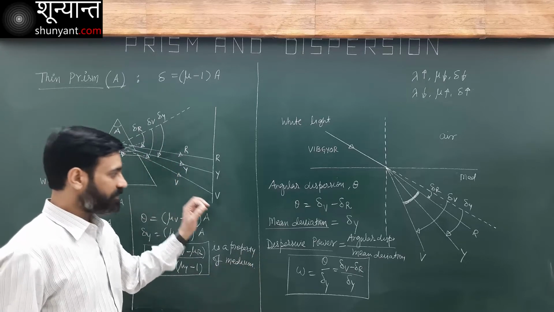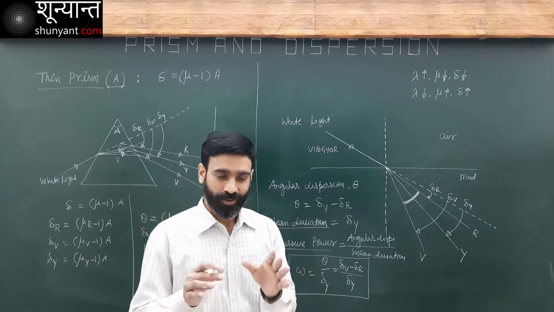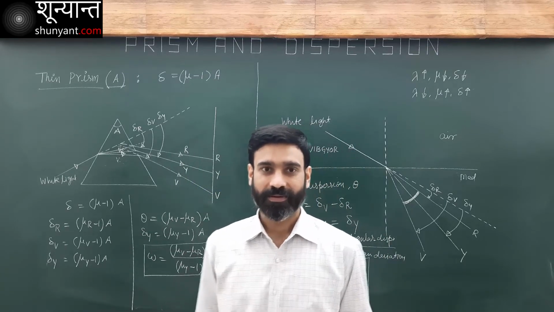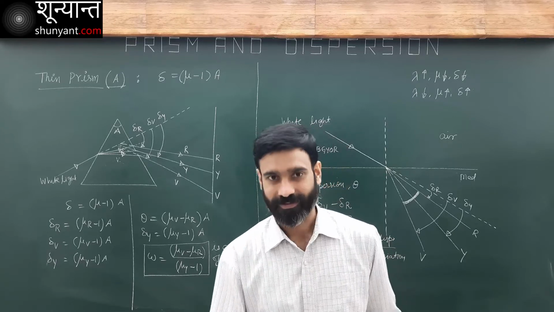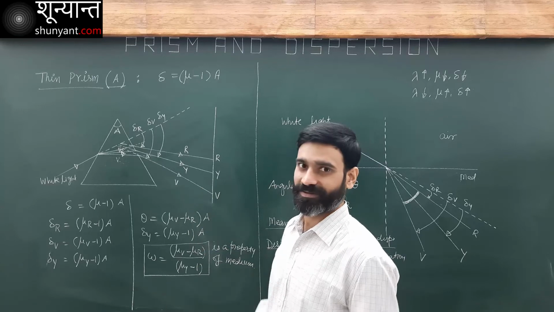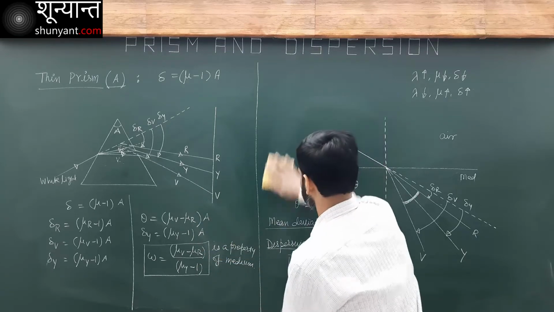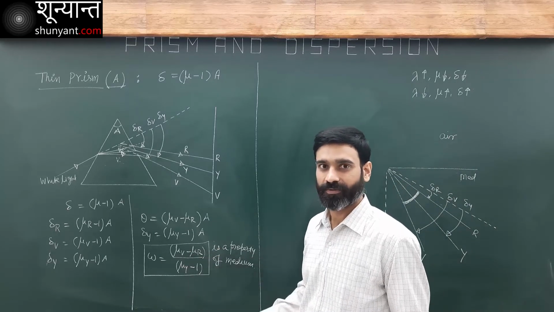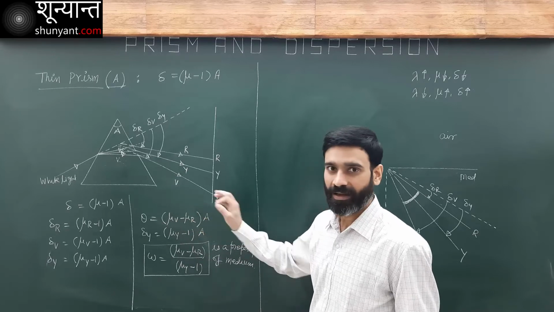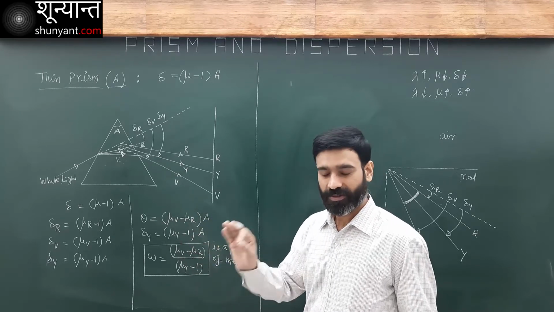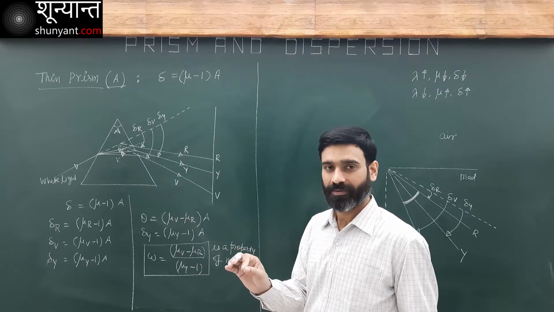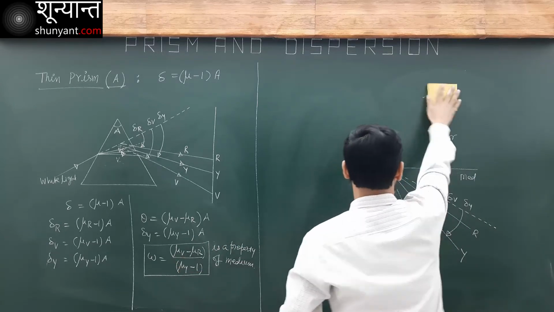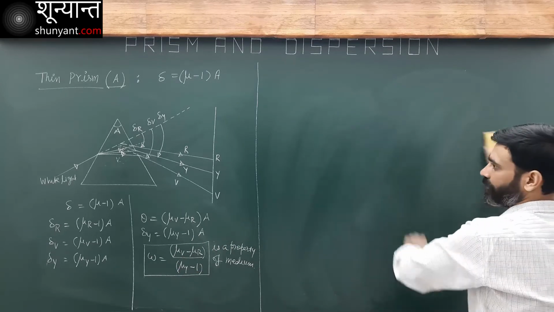Note this down. Dispersive power is a property of the medium. It is a positive constant. Understood? What will be the unit? It has no unit. It is just a ratio. What is the unit of angular dispersion? This will be in angles. This is an angle, but dispersive power has no unit. It is a property of the medium, a positive constant. This is positive, this is positive. So that's it.